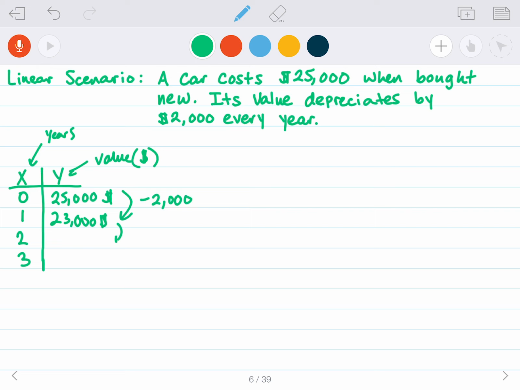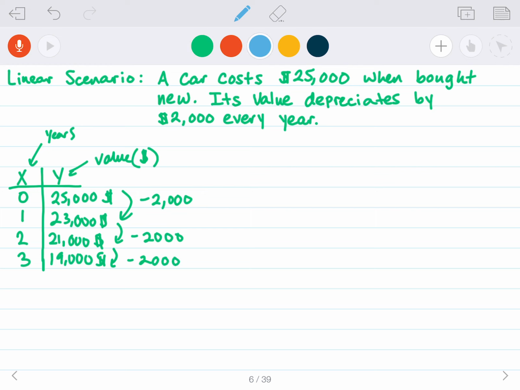Now year 2, again, we're subtracting $2,000, and this is going to be $21,000. I know I'm doing the dollar sign at the end. That's kind of weird, but whatever. Okay, year 3, how much is it worth? Well, subtract another $2,000. That's going to be $19,000, and we can keep going on like this forever and ever.